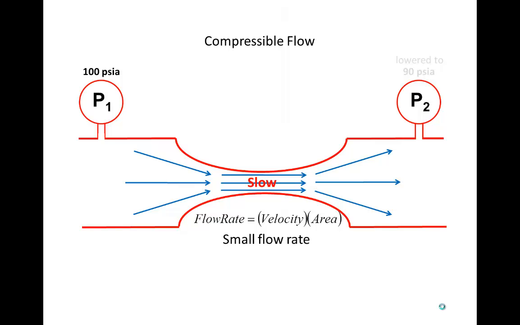across that neck. If pressure P2 was lowered to 75 psi A, now we have a larger pressure drop across the neck. That would result in the air flowing faster through the neck. Let's call that medium speed. And because the flow rate is the velocity times the area, and we have a medium velocity, then we would get a medium flow rate through that neck.